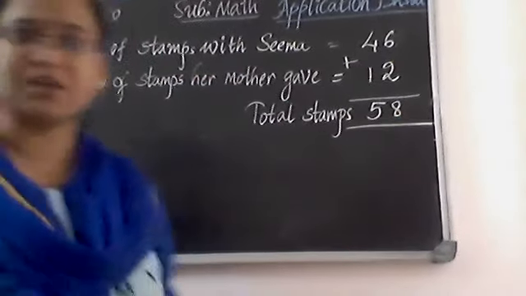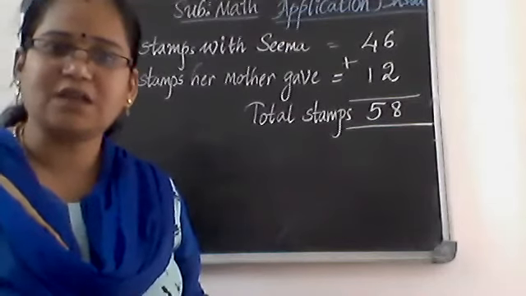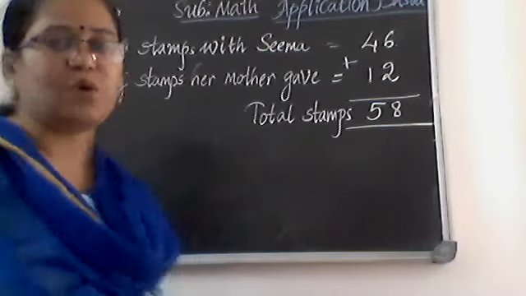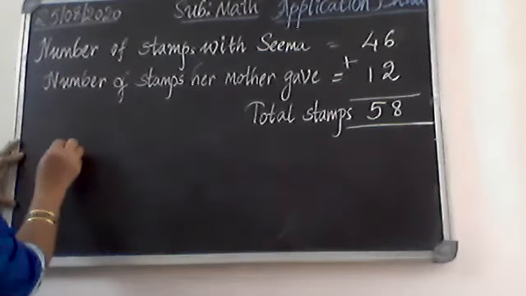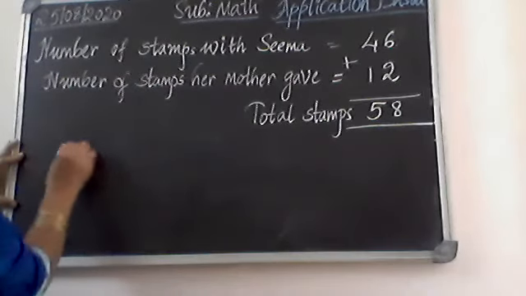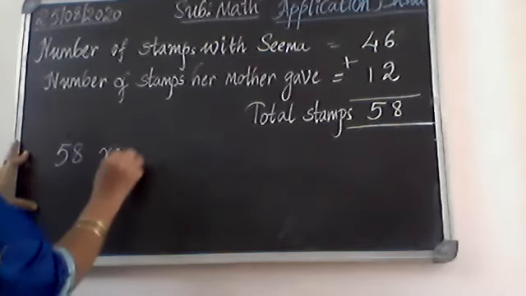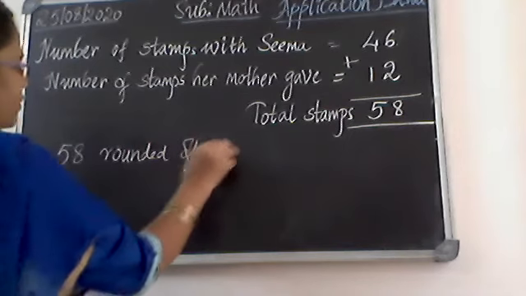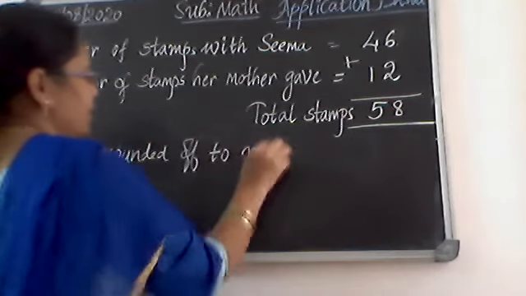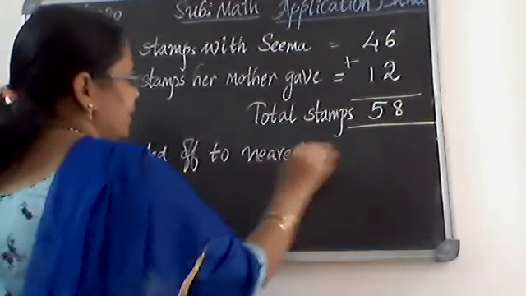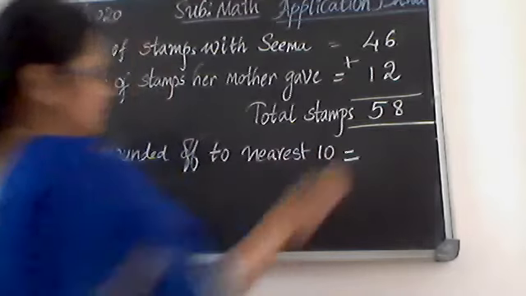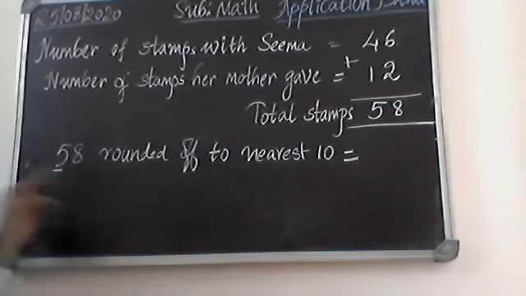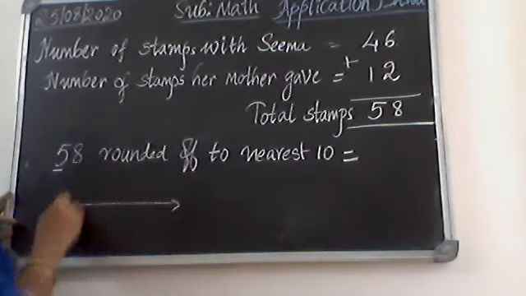But in the word problem, they've asked you to round it off to the nearest 10. So what to do? So 58 rounded off to the nearest 10 equals. Now you see this is the 10s digit. In front of it is 8.